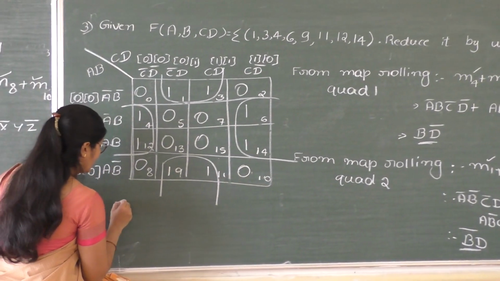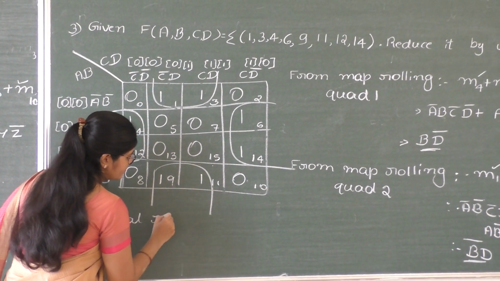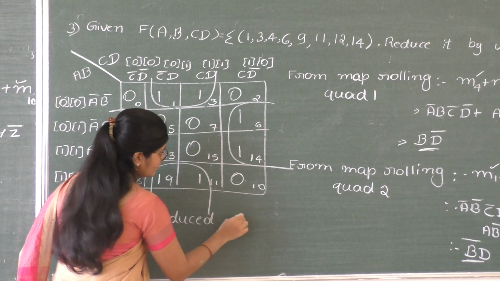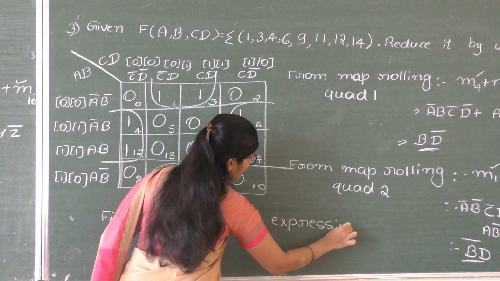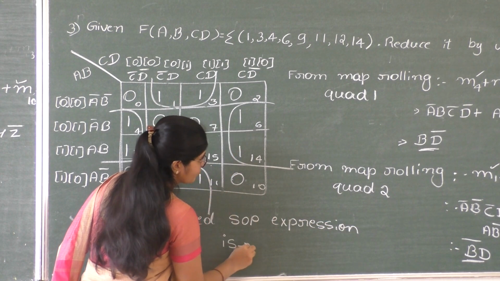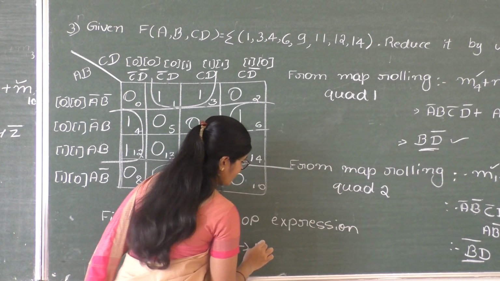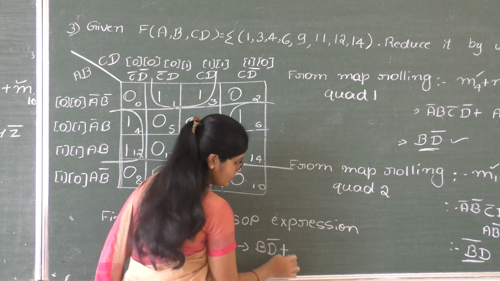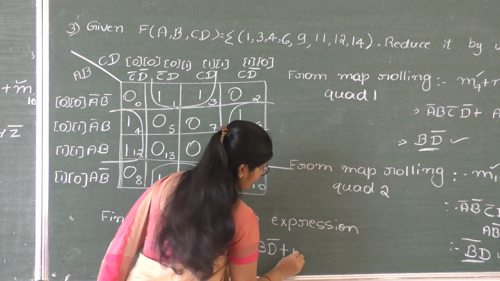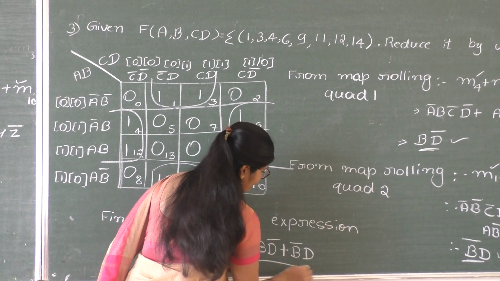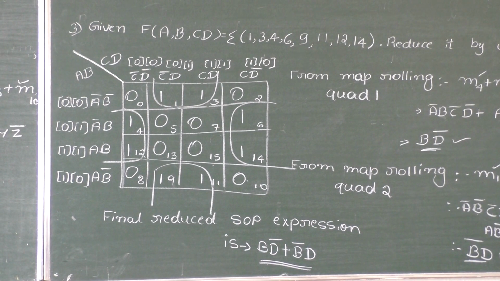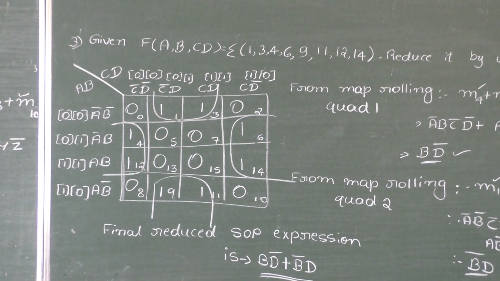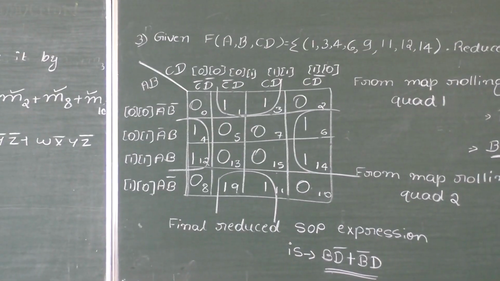Now the final reduced SOP expression is B D bar plus B bar D. Okay.